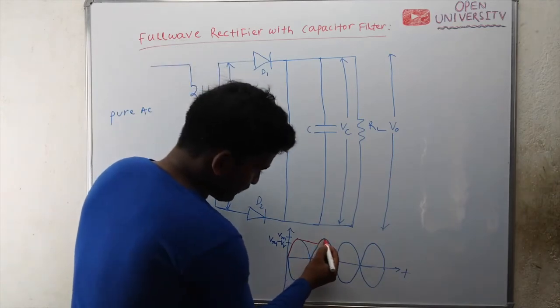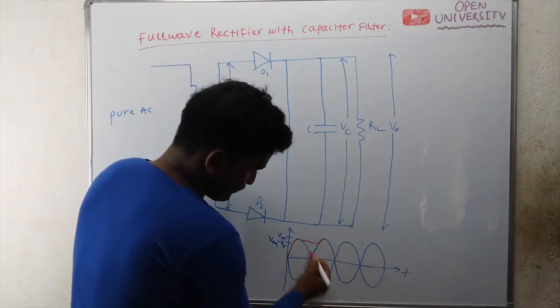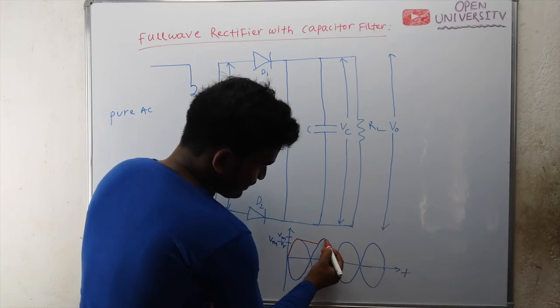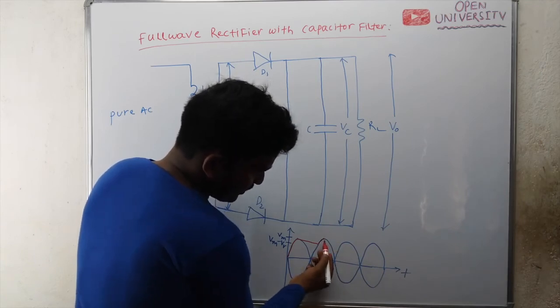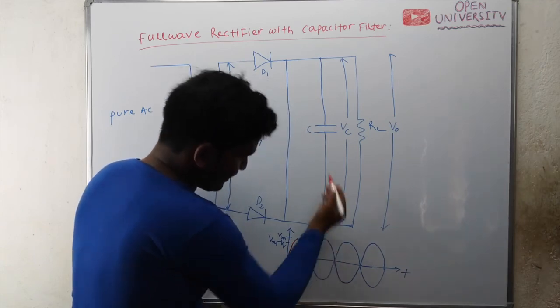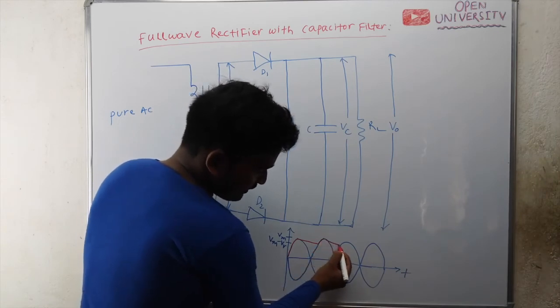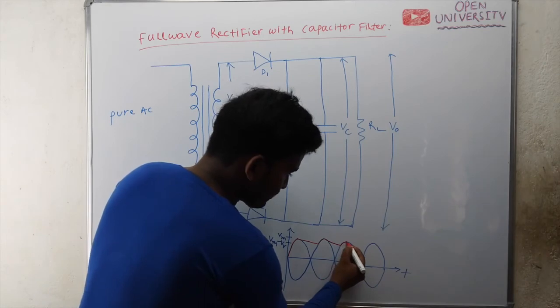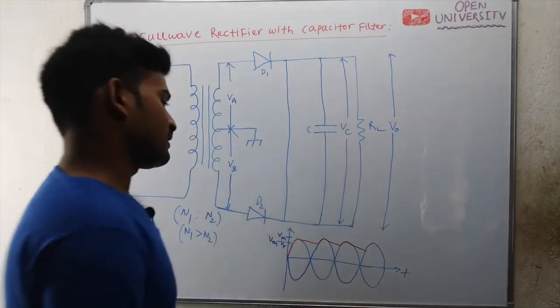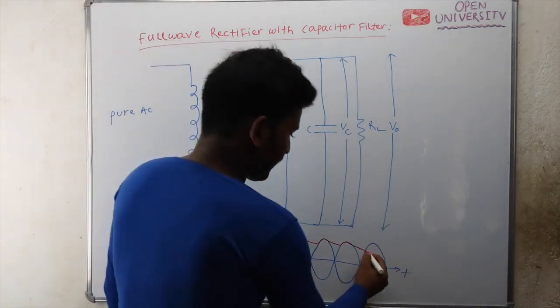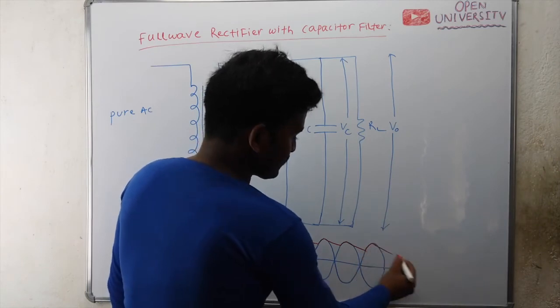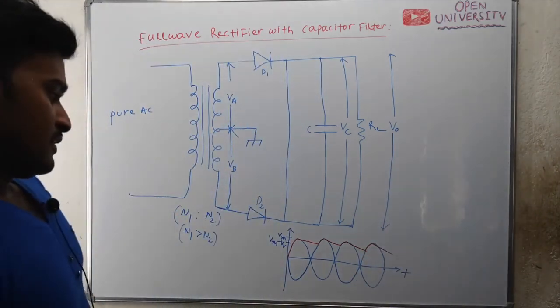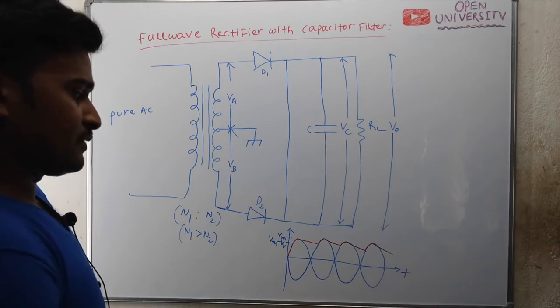Then again it will decrease because VB will be less than the capacitor voltage, so again it will discharge, again charge, again discharge. This kind of output will be obtained, with one charging and discharging.